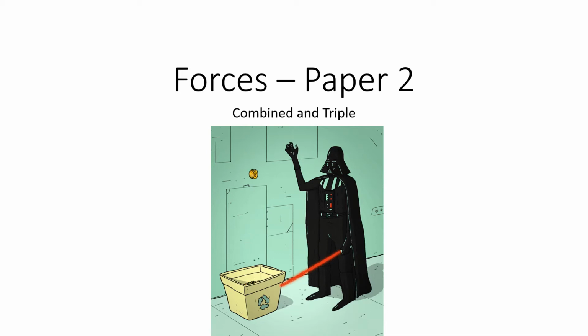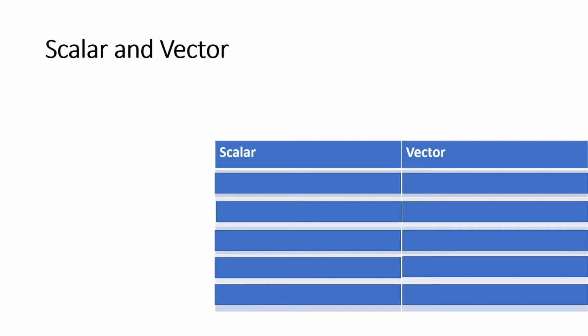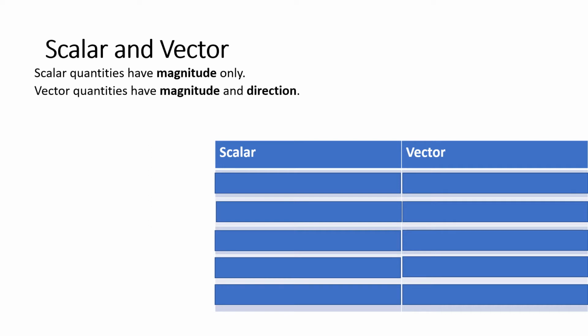This session is about forces, which is in paper 2. First of all, we need to know what a scalar and a vector is. Scalar quantities have size or magnitude only, whereas vector quantities have magnitude and direction.